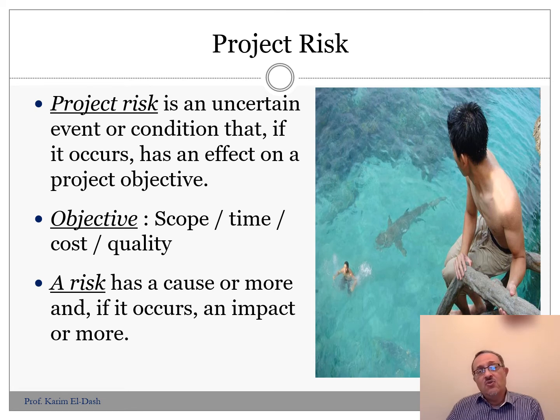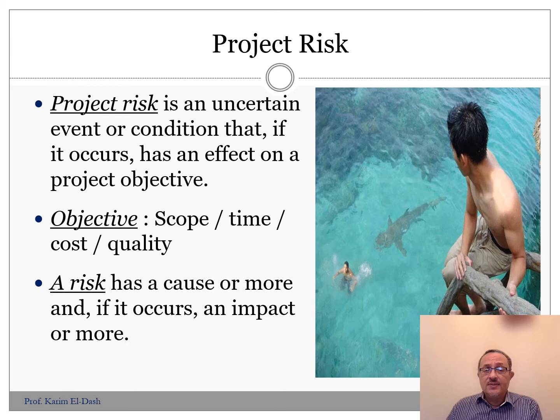Okay, so again, risk is an uncertain event. If it occurs, it has an impact on the project objectives. What are the project objectives? Time, cost, quality, and for sure, the scope.